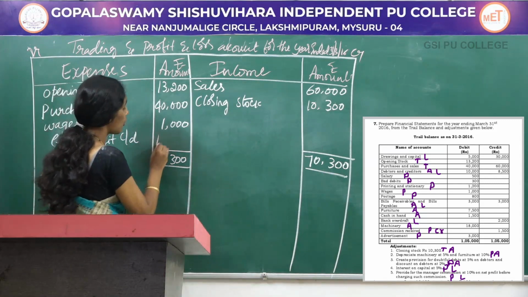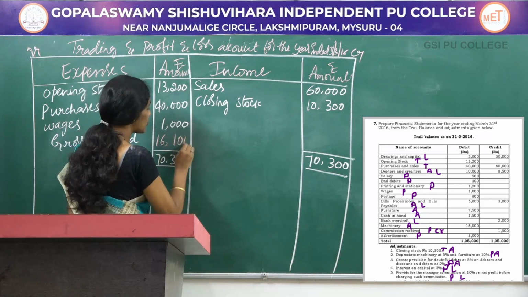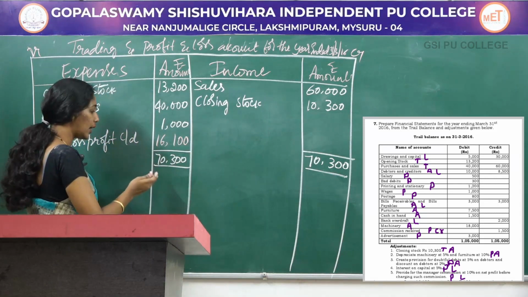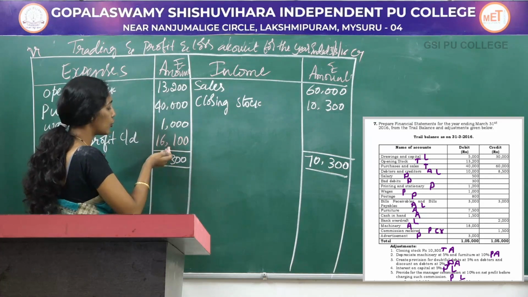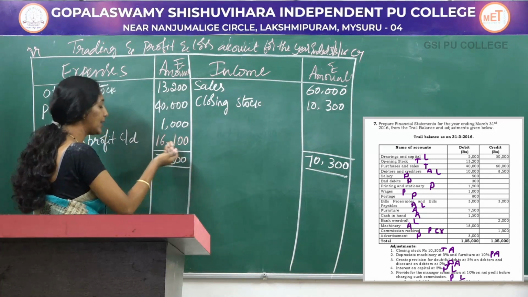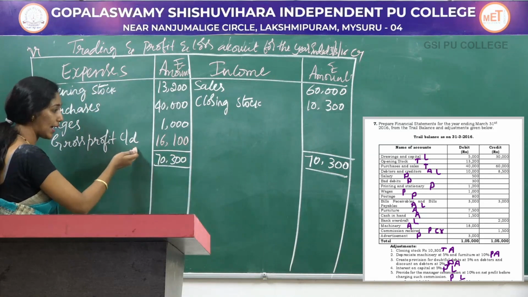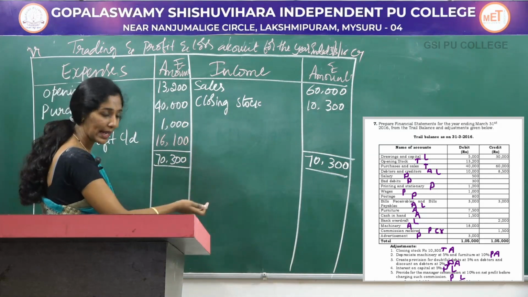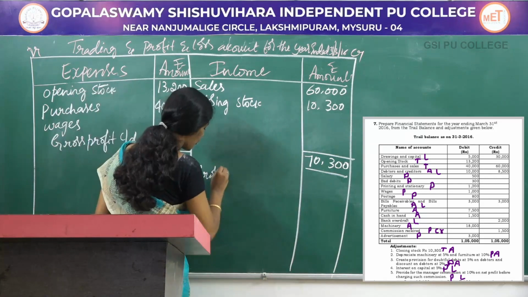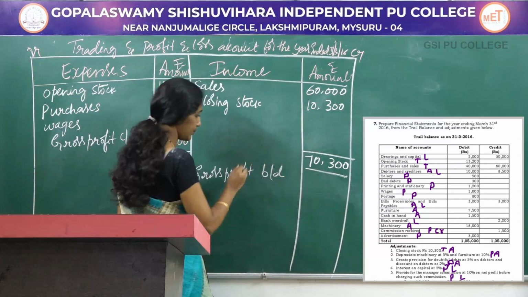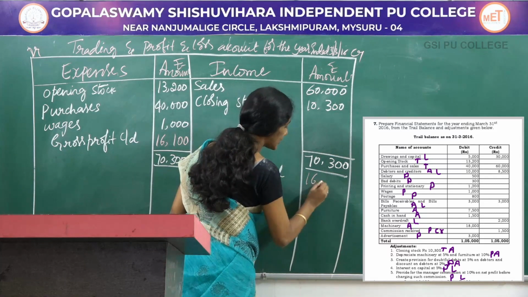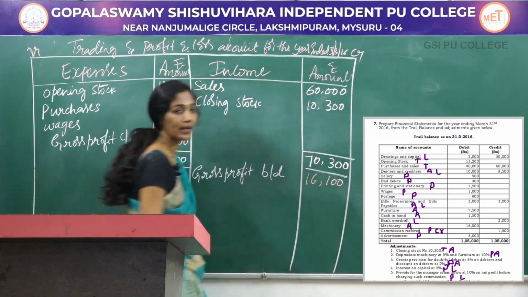So what is the amount of gross profit carried down? 16,100. When you deduct the total of debit from the total of credit, then you will get 16,100. It should be written as gross profit carried down, and it should be brought down to the credit side as gross profit brought down. What is the amount? You have to write the same amount, 16,100.